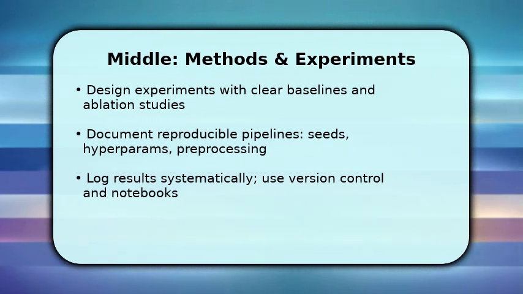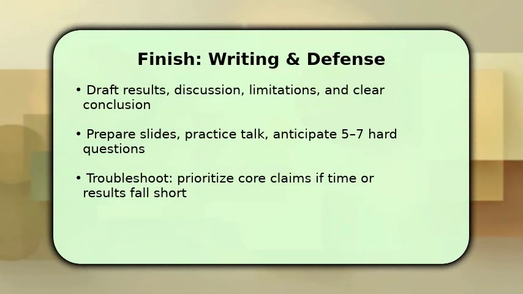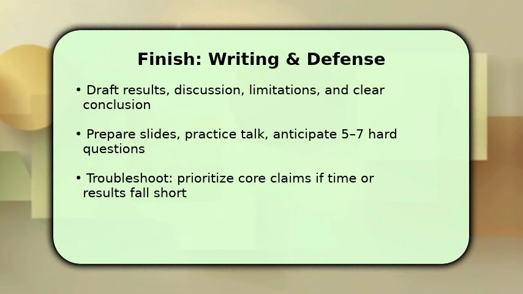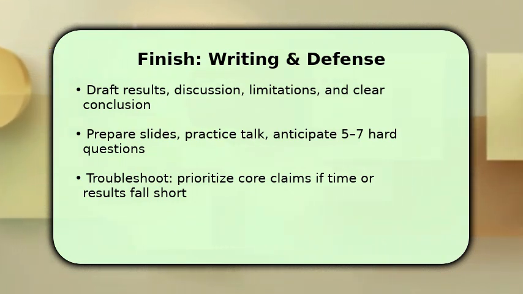In the final phase, convert results into a coherent narrative: methods that justify choices, results that support claims, and a candid limitations section. Make sure every table or figure has a takeaway sentence. Write the abstract and introduction last to reflect the finished story.